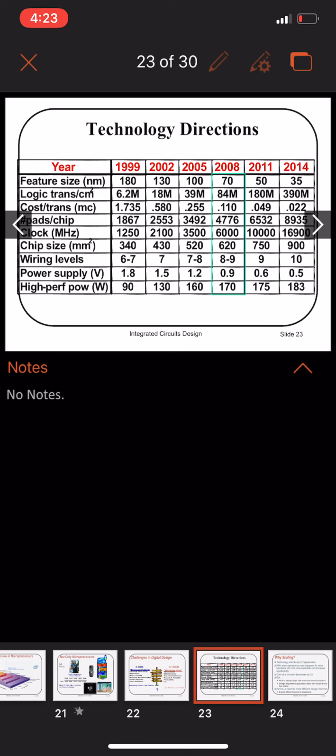Similarly, the number of transistors is increasing. In the year 1999, the chip had around 6.2 million transistors, while in the year 2014, the transistors were around 390 million. So you can see the number of transistors is continually increasing, cost per transistor is decreasing, clock frequencies are increasing, and the power supply is also decreasing because you are interested in low power designs. So these are the technology directions.